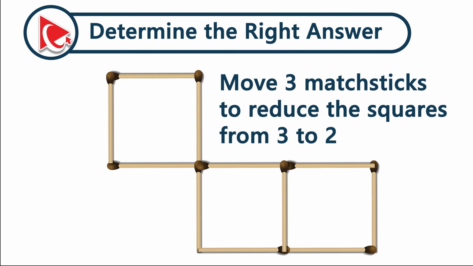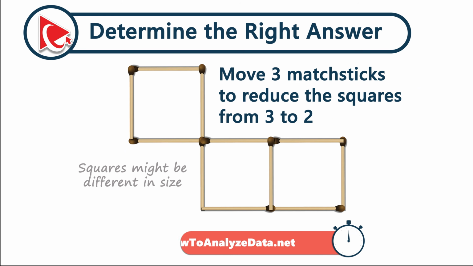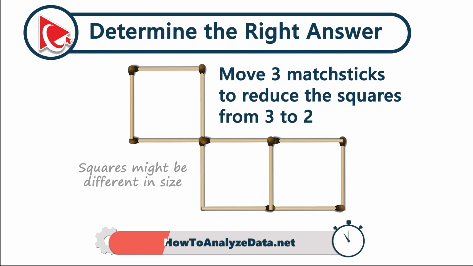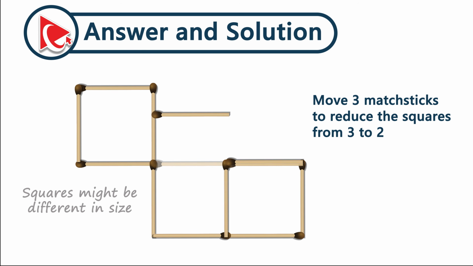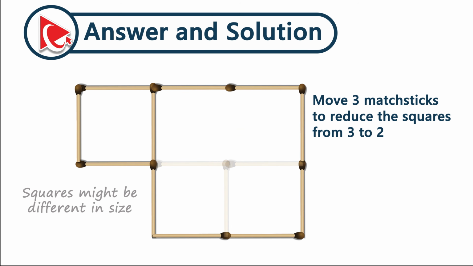You're looking at 3 perfect squares, but your goal is to end up with just 2. And here's the twist. You can only move 3 matchsticks. The squares may be different in size, and you're not allowed to remove or break any matchsticks. Just move 3. Here's the trick. Move 3 matchsticks from the smaller squares and reposition them to form 1 large square on the right. Now you're left with just 2 squares, 1 small and 1 big.